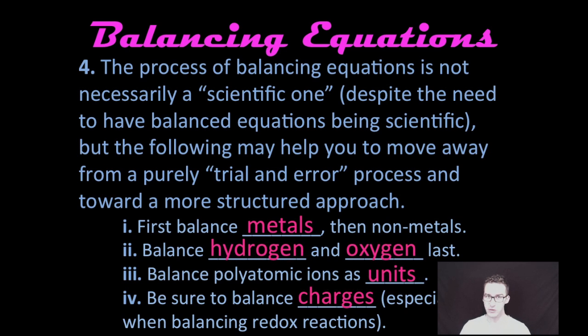Okay, and as you walk through the process of balancing chemical equations, it's not really a scientific process, even though it is really important to do. It's really just trial and error, but there are a few things you can keep in mind to help the process move a little bit more smoothly. One, balance your metals first, then balance your nonmetals. Save hydrogen and oxygen for last.